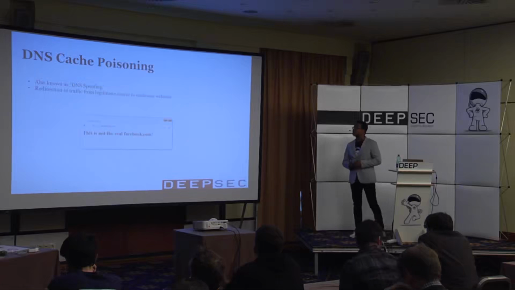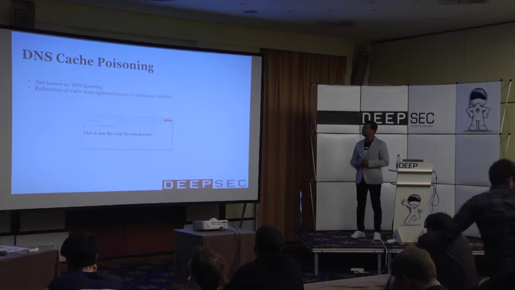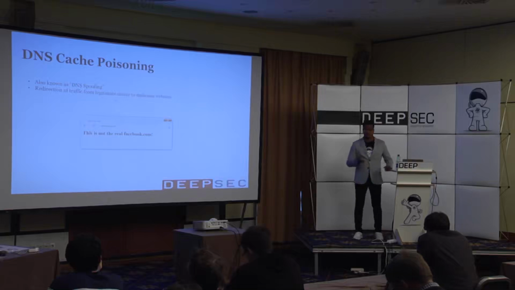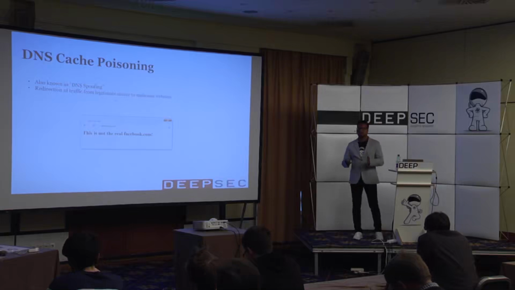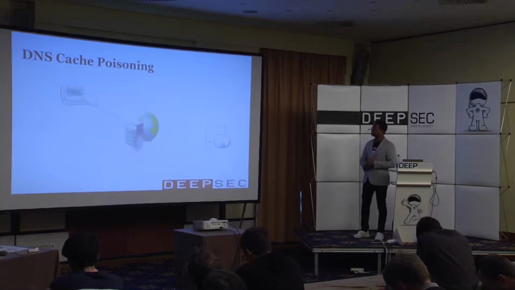What is DNS cache poisoning? DNS cache poisoning is also known as DNS spoofing. What happens is that you are redirected to a particular poisoned cache, which an attacker wants you to visit. So how does that happen?